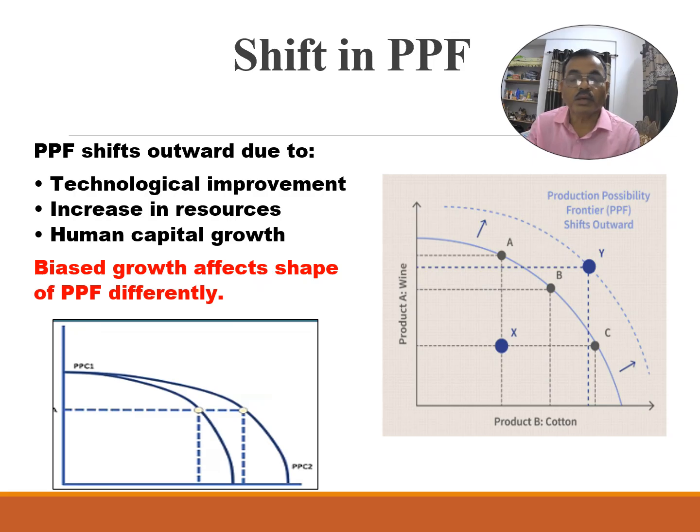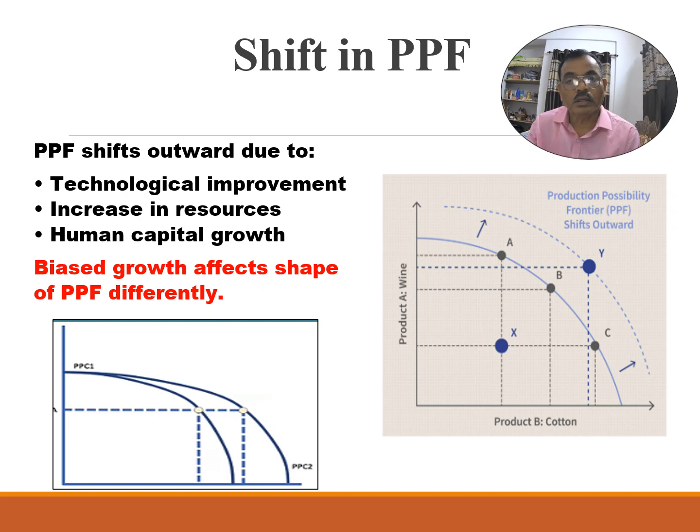Third, improvement in human capital. What does it actually mean? That means better education, training, and skill development increase labor productivity. More productive workers can produce more output, which again shifts the production possibility frontier outward.